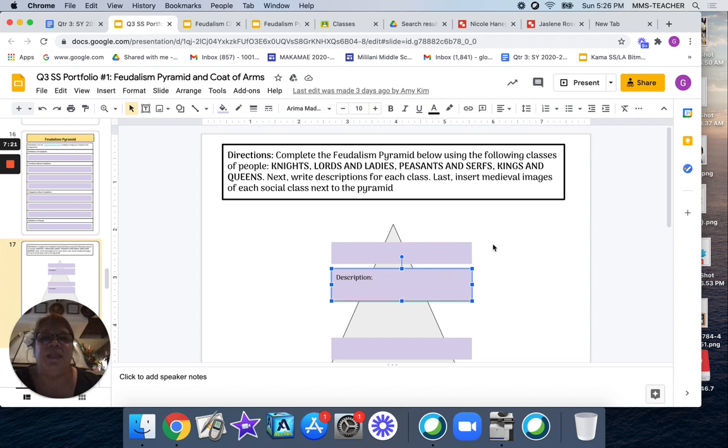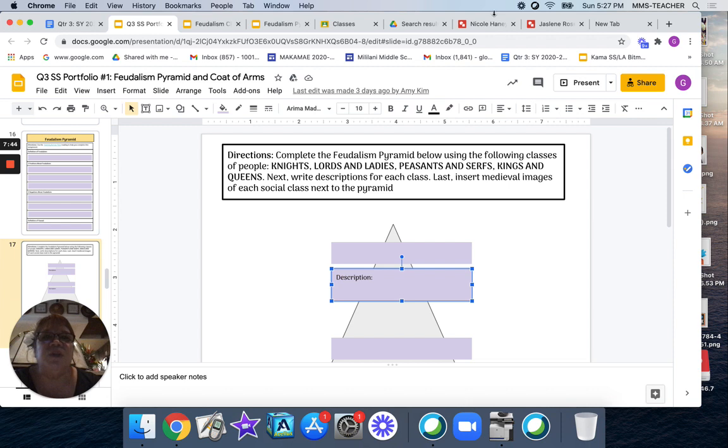Okay. Then last, it's going to ask you to insert medieval images for each social class next to the pyramids. So you'll look for pictures, look at clip art, go ahead and look, and find what pictures you can find on knights, lords and ladies, peasants, serfs, kings and queens.